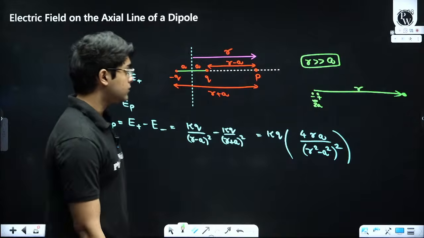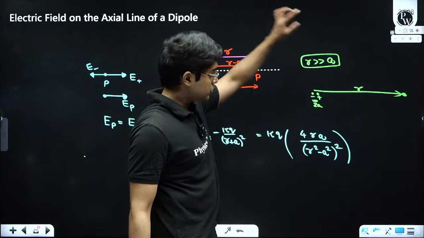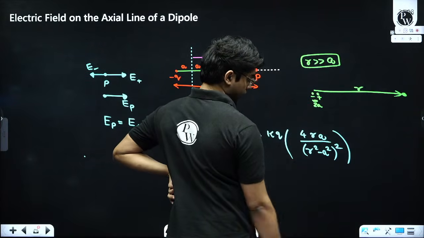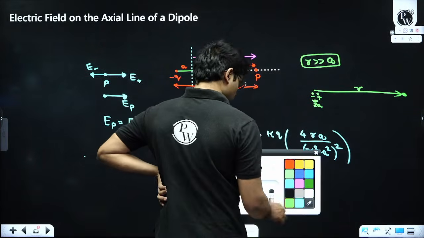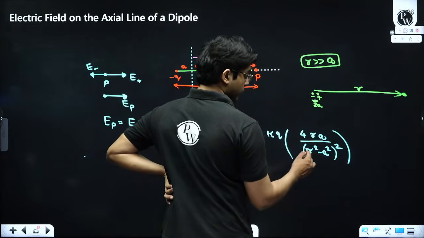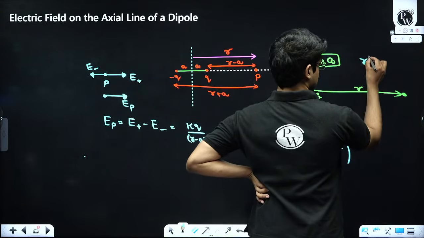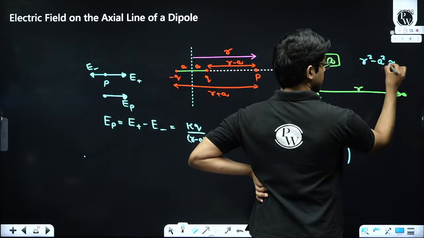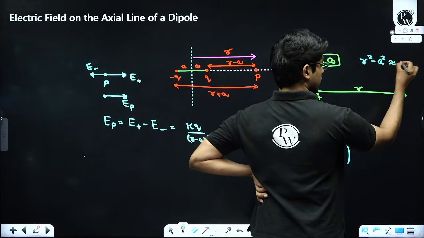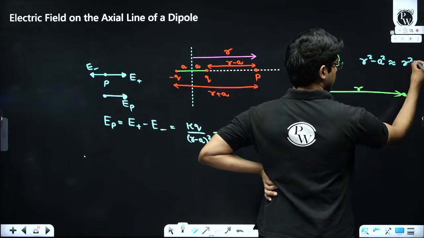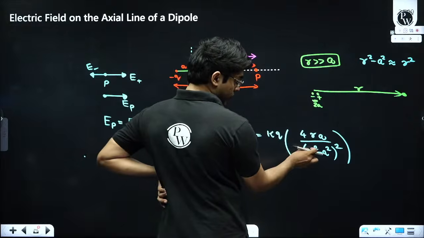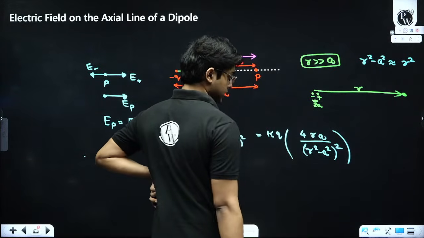So what we'll do is, if we know R is much bigger than A, then R square will be even bigger than A square, right? So what we can do is, this R square minus A square in the denominator, we can approximate it as, this is very small, so we can get rid of it, and we can write it as R square. So this denominator will become R square the whole square, which is R raised to 4.